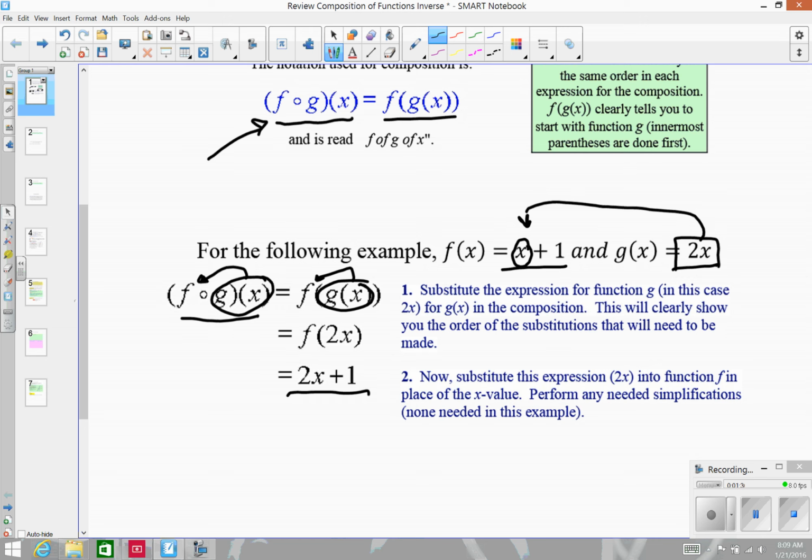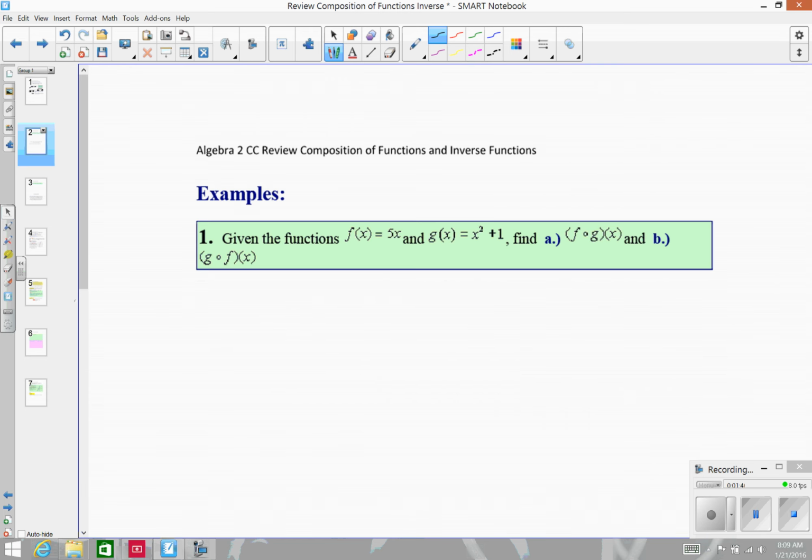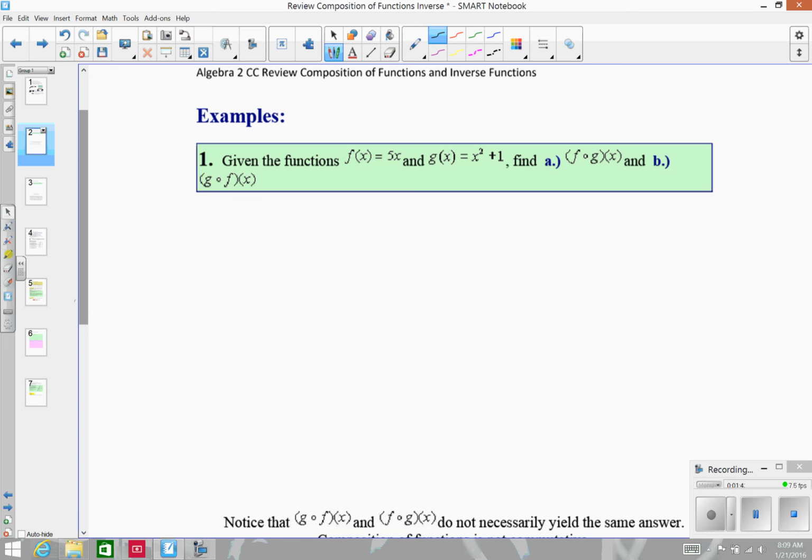Let's then go ahead and look at an example. On the next page here we have f of x equals 5x, g of x equals x squared plus 1. We want to find f of g of x. So I'm going to take my g of x function, put it in wherever there's an x in my f function. So this is part A. I'm going to take my g of x and replace the x in the f of x function.